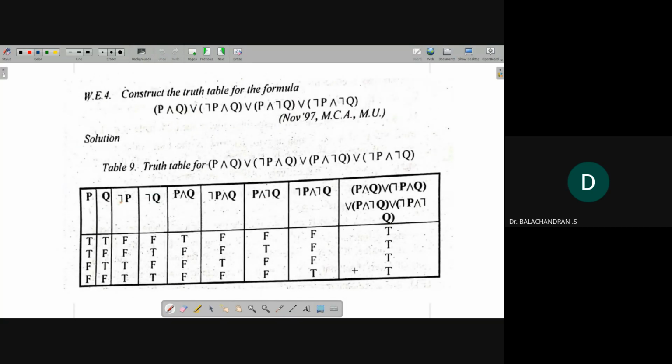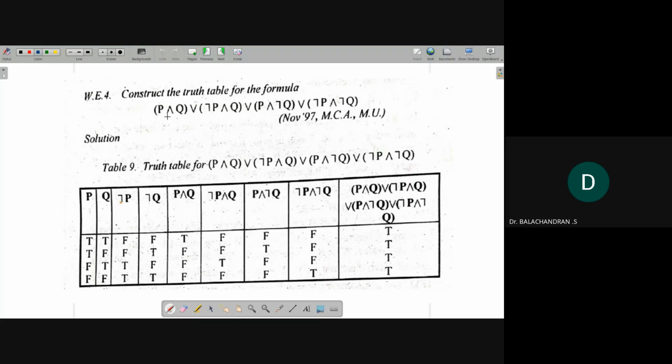So similarly, again this column contains more columns. You can see here. Construct the truth table for the formula P and Q, or negation P and Q, or P and negation Q, or negation P and negation Q. First of all, basically we need P and Q. And then look here, I need negation P, I need negation Q.